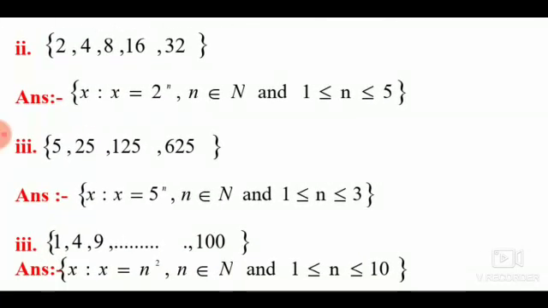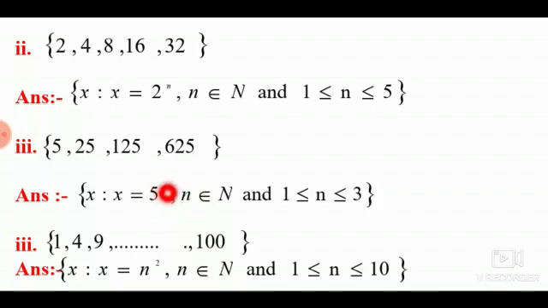Moving to the next question, the elements 5, 25, 125, 625. My dear students, observe these elements very carefully. These are in the form of 5 raised to 1, 5 raised to 2, 5 raised to 3, 5 raised to 4. Therefore, this set is in roster form. We are going to express it in set builder form. Therefore, there is an element x such that this x satisfies a single common property. X is equal to 5 raised to n, where n belongs to the set of natural numbers, and n is greater than or equal to 1, less than or equal to 4.